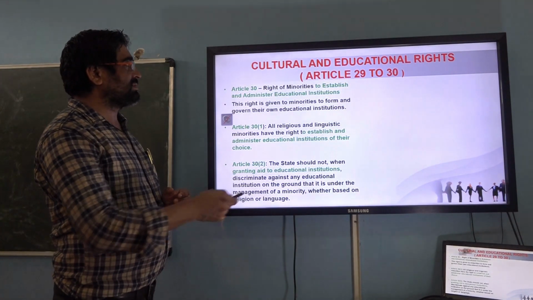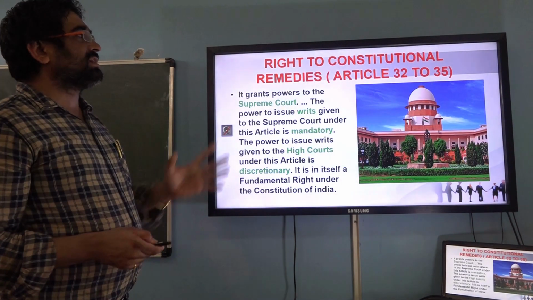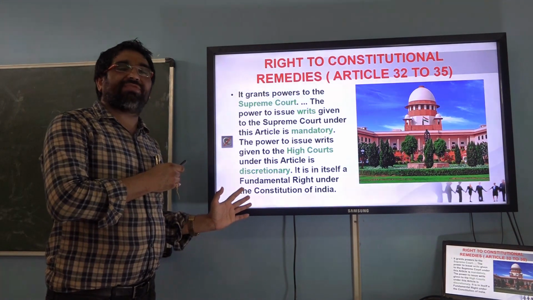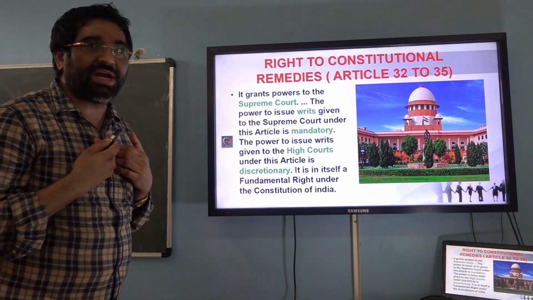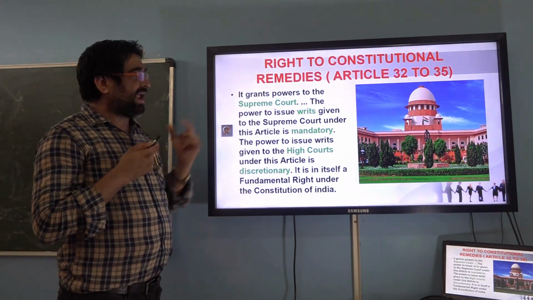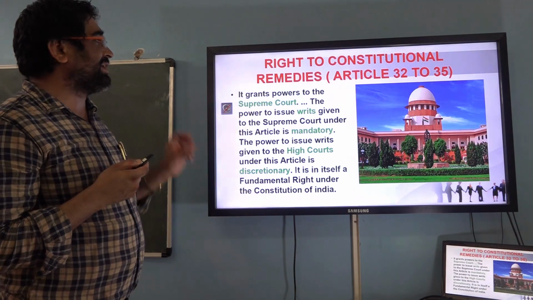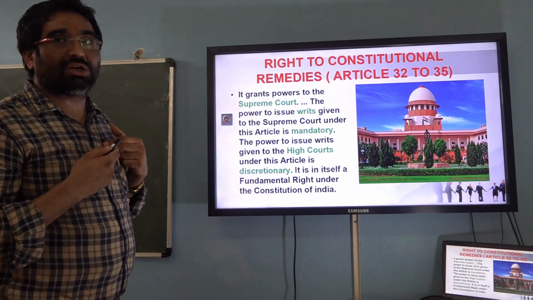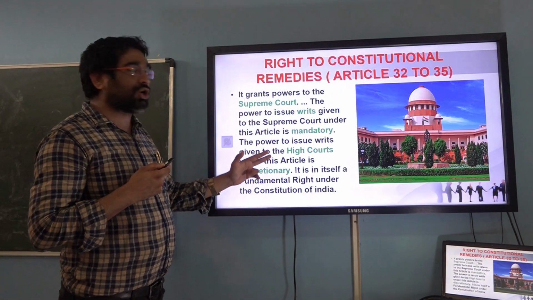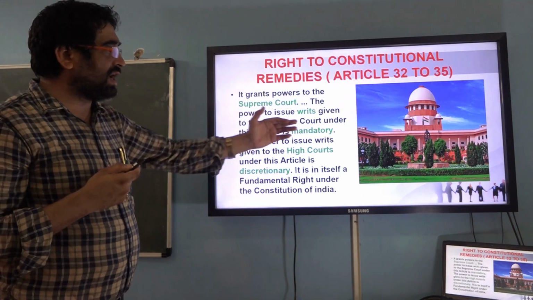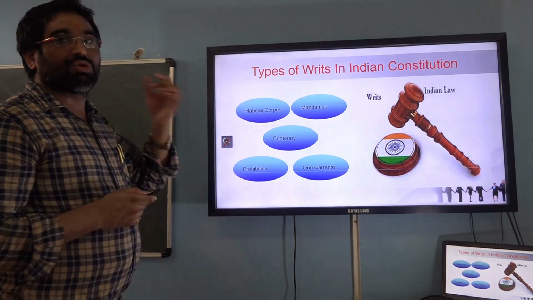Let us go to the next slide. This is Article 32 and 35. If any of our five rights are denied by the state or anywhere, we have the right to go to court. First you can see this is our Supreme Court, and the Supreme Court has the right to issue writs for the conservation and protection of our rights. It is mandatory for the Supreme Court, but the High Court can issue the same writs at its discretion. We can see what types of writs are issued by the Supreme Court and High Court.